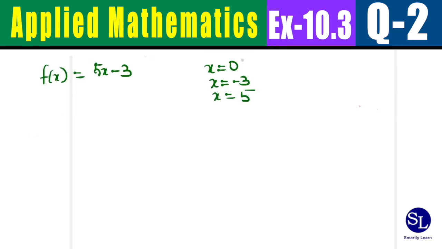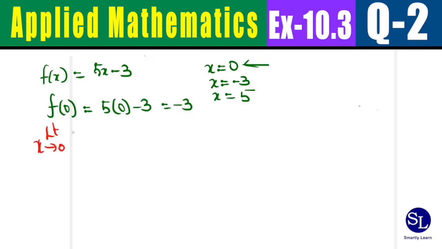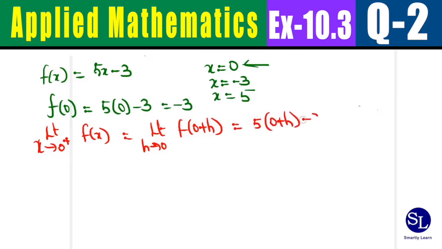So first let's do the continuity for x is equal to 0. So which means what? We are going to calculate f of 0 first, which is 5 into 0 minus 3, so which is equal to minus 3. Now let's compute limit x tends to 0 plus f of x. This is nothing but limit h tends to 0, f of 0 plus h. So this is 5 into 0 plus h minus 3, where the limit is h tends to 0. So this is going to be 5 into 0 minus 3. So the answer is minus 3.